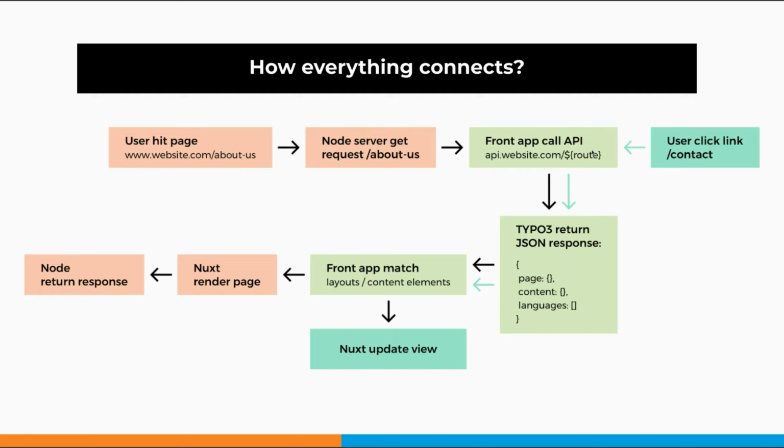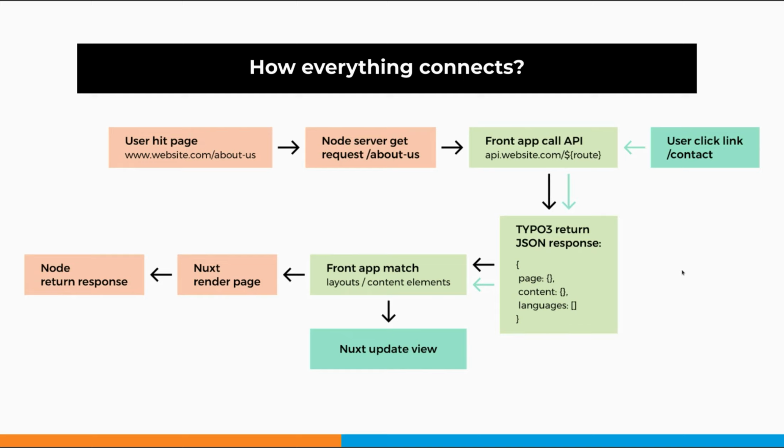And this is a frontend API call. This is the TYPO3 backend, and TYPO3 then returns the page content, etc. Then the frontend application interprets it. So okay, this is the page about us. We have some content elements on this page, so we render it, and then we return the response to the user.